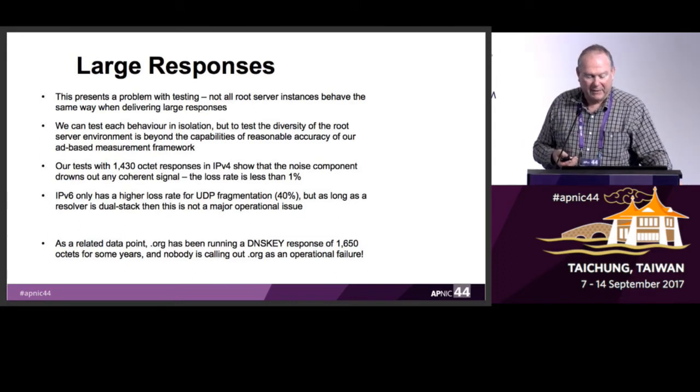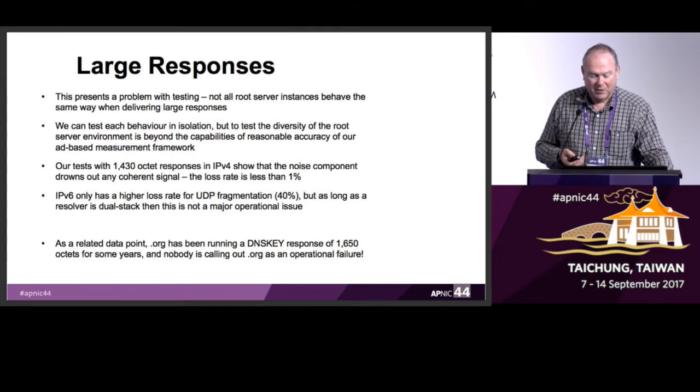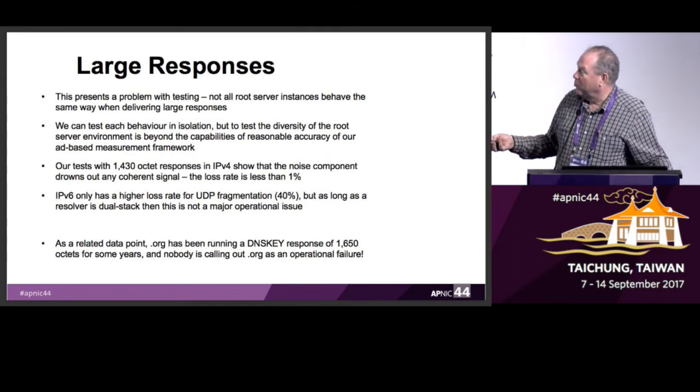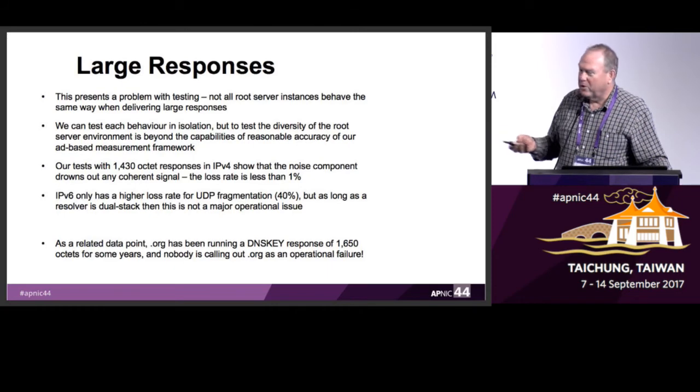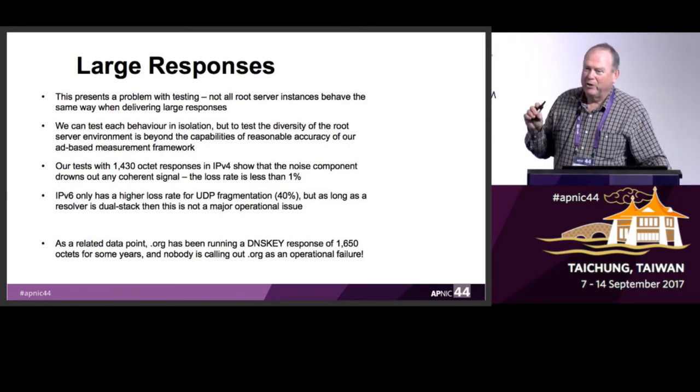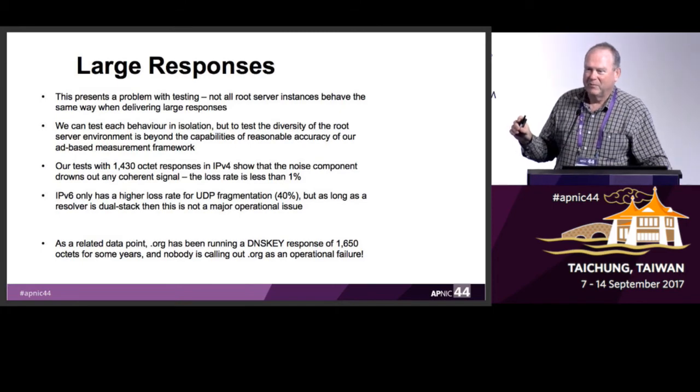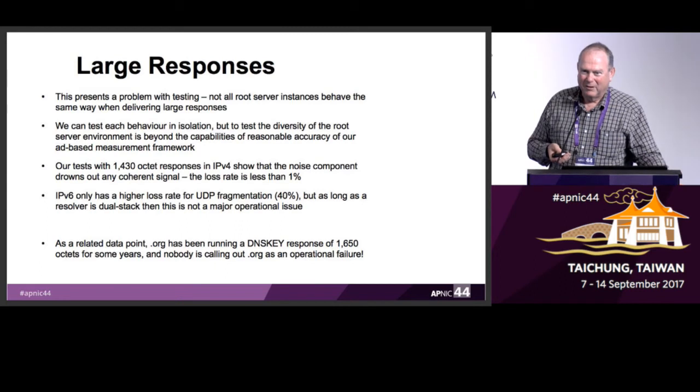So what we've found in looking at 1430 octet answers is that in doing that with a conventional behaviour, where we don't truncate, where we send back the biggest thing we can in UDP, we get a loss rate of significantly less than 1%. At that point, the noise in the measurement takes over. Is it 0.1%, 0.01%? I have no clue. The ad measurement system isn't that good.